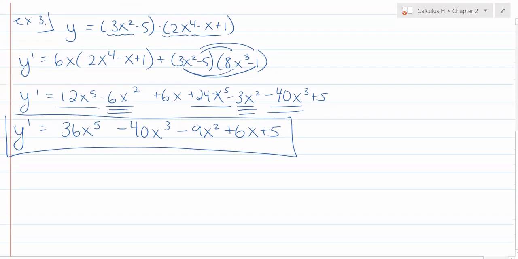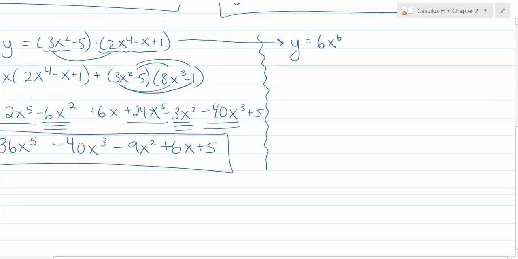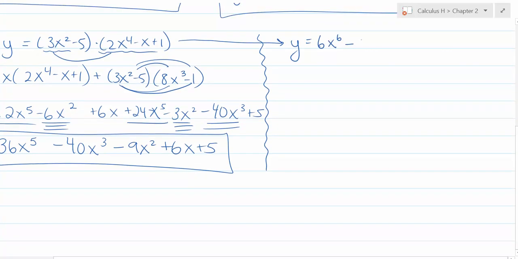Now let's use just the power rule, so I'm going to multiply everything out. If I do that, y would equal, I'm going to do FOIL, so 6x to the 6 minus 3x to the third, the last, plus 3x squared minus 10x to the fourth plus 5x minus 5.